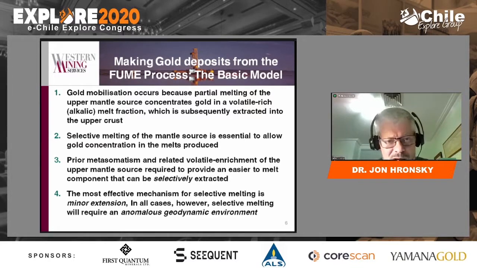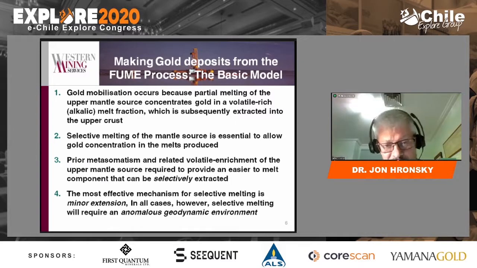So if we break it down into the four basic components of it. Gold mobilization, in this model, occurs because partial melting of the upper mantle source concentrates gold in a volatile-rich, alkalic melt fraction, which is subsequently extracted into the upper crust. Now, to get this volatile-rich alkalic melt, we need to selectively melt that mantle source. We can't melt all of it. We just need a process that selectively melts it.